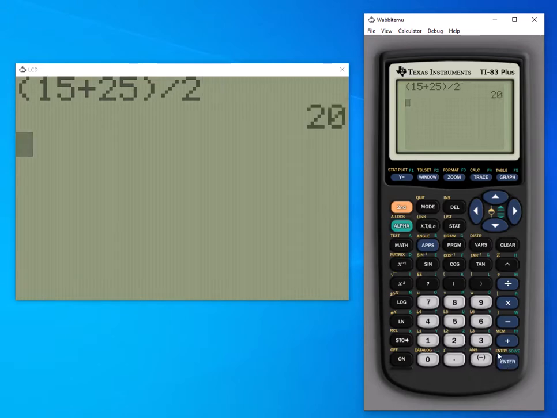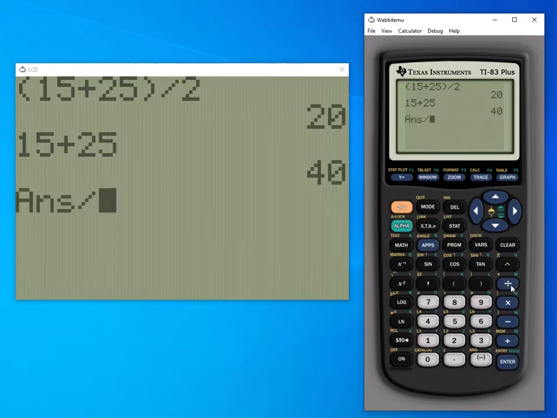Alternatively, you could just simply take the two numbers, add them together first, so get that result, and then when you press divide, what's kind of cool is it will take the last answer that was calculated, which is 40, and then divide by whatever you type in. So divide by 2, and there's another way to ensure you get the correct answer.